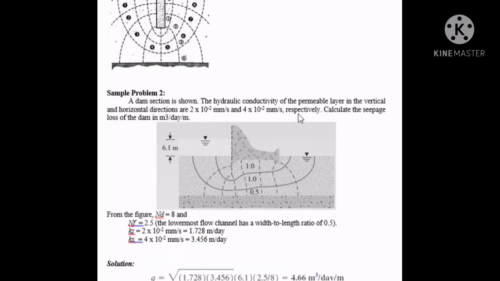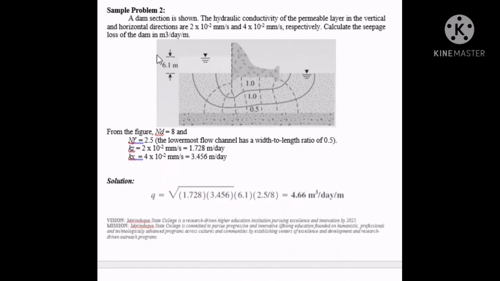Okay. Sample number 2. A section is shown, and the hydraulic conductivity of the permeable layer in the vertical and horizontal directions are 2 times 10 raised to negative 2 millimeters per second and 4 times 10 raised to negative 2 millimeters per second, respectively. So we are to calculate the seepage loss of the dam in cubic meters per day per meter.